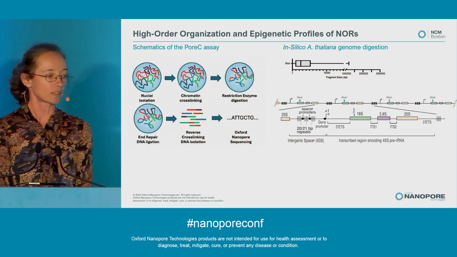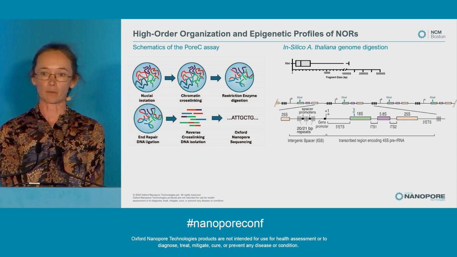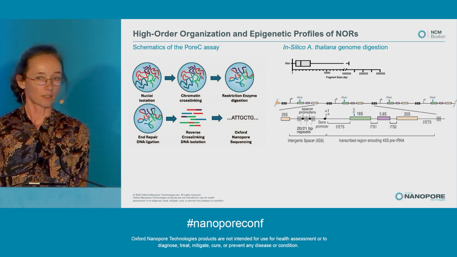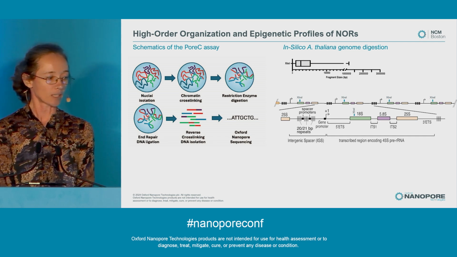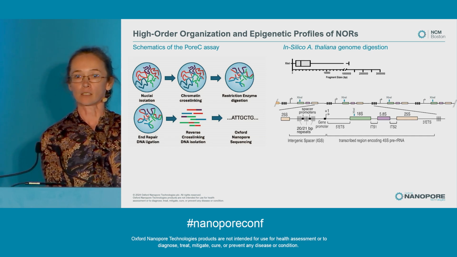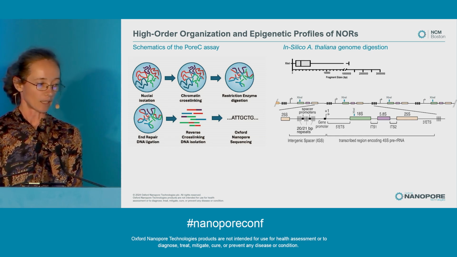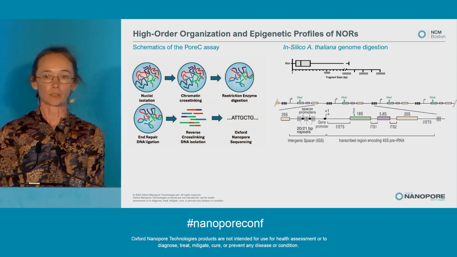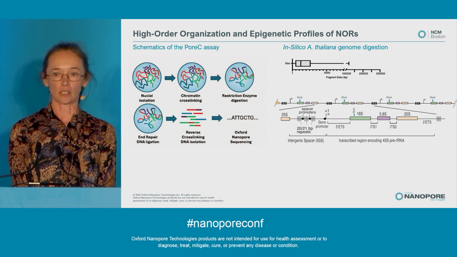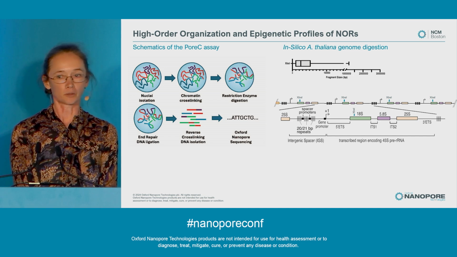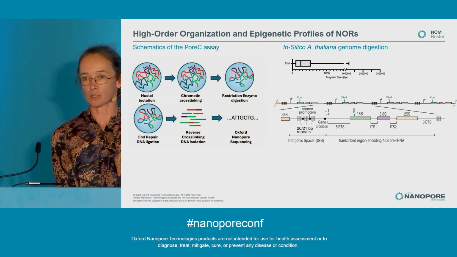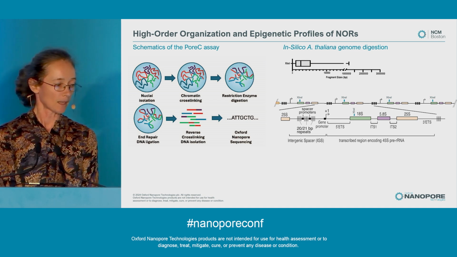So next we looked at the high order organization of NOR regions within the Arabidopsis thaliana genome, and we were also interested in looking at epigenetic profiles of NORs. To study high order organization, we took advantage of the Oxford Nanopore Pore-C assay. I'm not going to describe this assay in detail, but I just want to mention we tested different restriction enzymes. For today's purposes, I'm going to show data with the XbaI restriction enzyme. It cuts the Arabidopsis thaliana genome into an average size of 2 to 3 kilobases. But importantly, it has one site per ribosomal RNA gene unit, within the 18S ribosomal RNA gene.